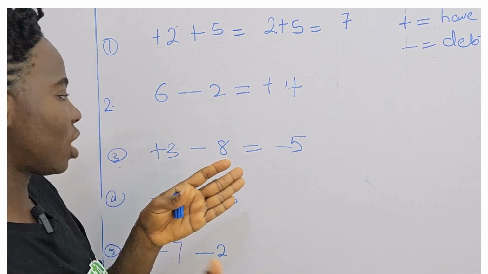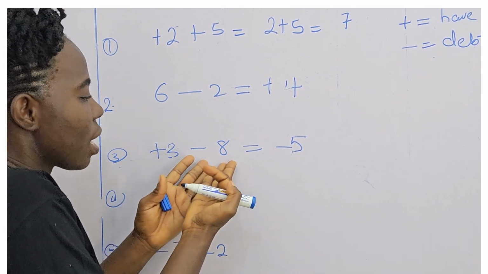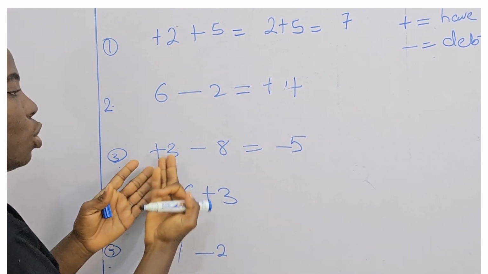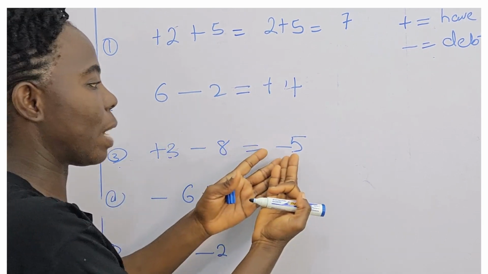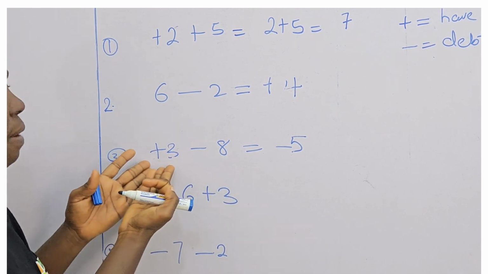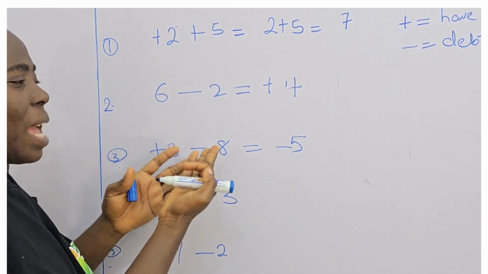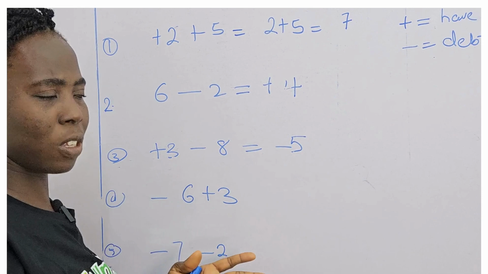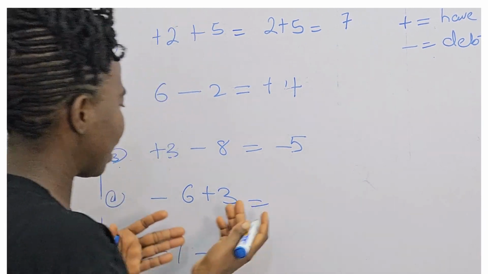You may want to take it this way, that when the negative is more than what you have, than the positive, then the answer will be what? Negative. Because you're still owing someone. And what you have is not even enough to clear the debt. So you're still going to have debt left. Okay? Now let's take a look at this.